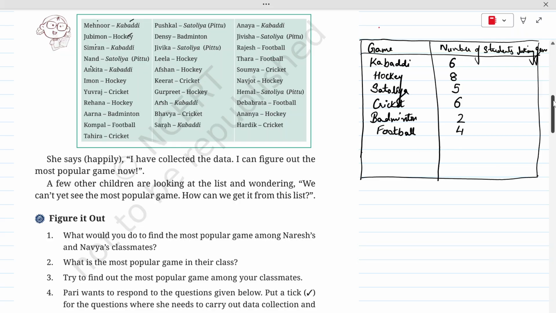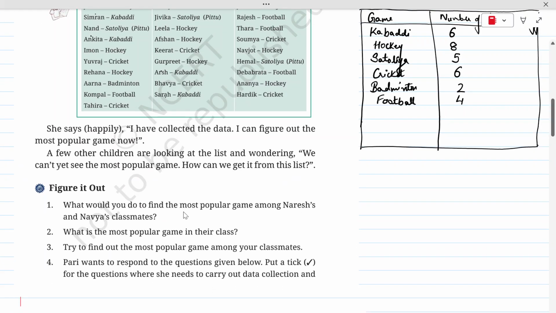Now let's go to the figure it out. What would you do to find the most popular game among Naresh and Navya's classmates? So this is what we have done. We have made a table and we have written down the name of the game and the number of students who like that particular game. Now, what is the most popular game in this class? If we see this table, most of the people like hockey. So the most popular game in the class is hockey. And how many people like hockey? There are 8 kids who like hockey in the class.